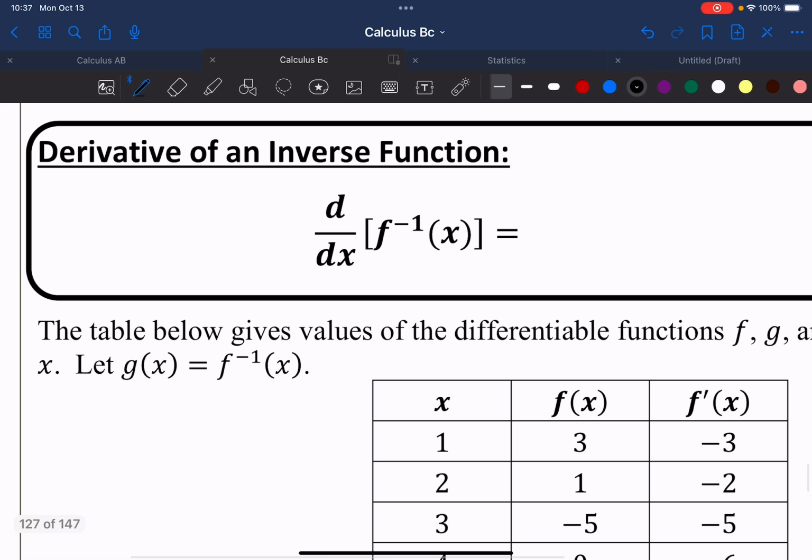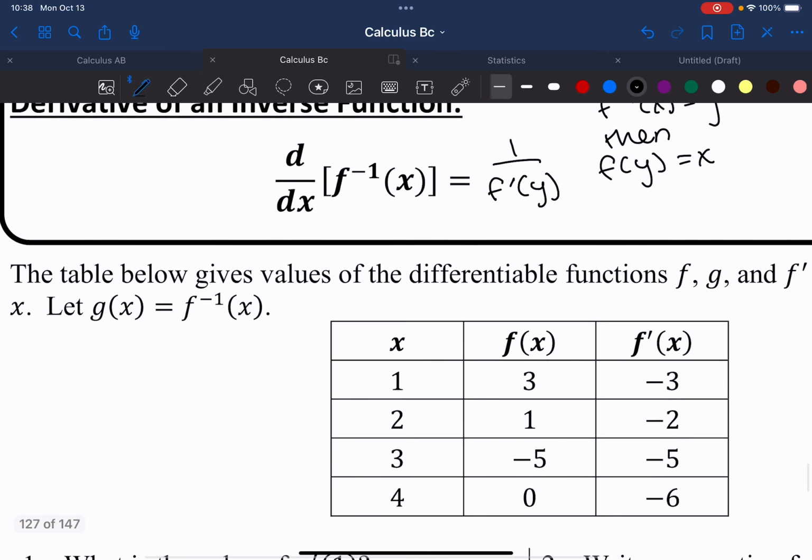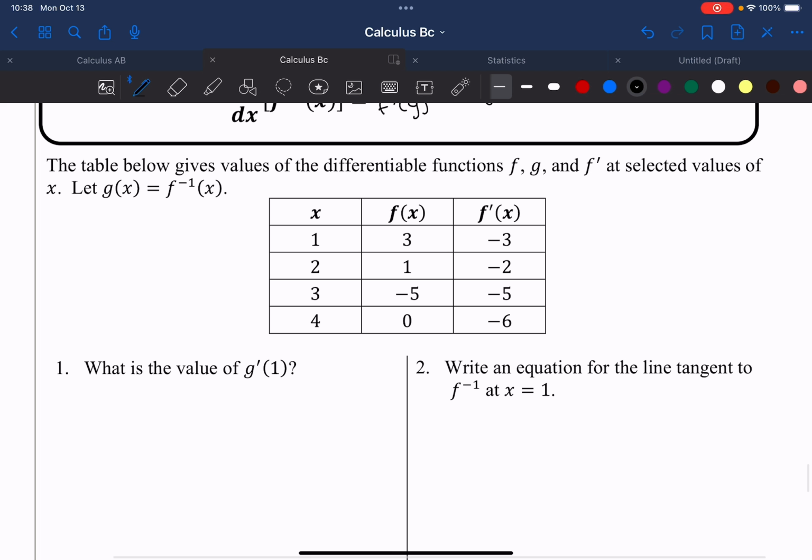Okay, derivative of an inverse function. So when you think of the rule here, in order to find the derivative of the inverse, this is going to be the same as 1 over f prime of y, where the inverse of x is equal to y, then f of y is equal to x. Notice that the derivative of the inverse is not 1 over f prime of x, but instead 1 over f prime of y.